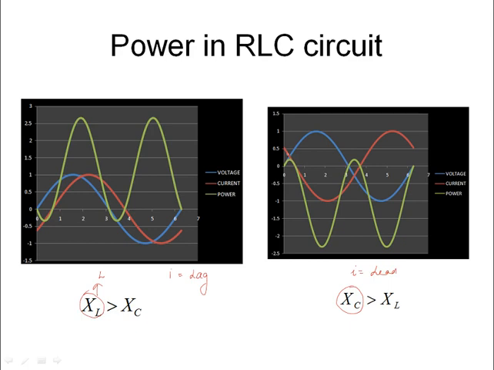See, this red one is leading in nature, so multiplying the instantaneous values of current and voltage, we will get a power waveform. This green waveform we will get. Clear? So it's exactly similar to RL and RC circuit. So even if it is an RLC circuit, the equivalent circuit will look like this.